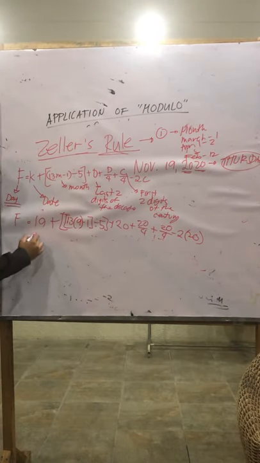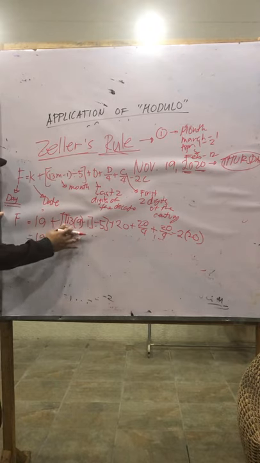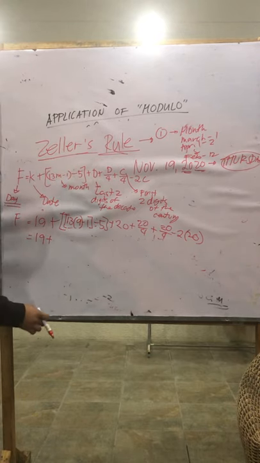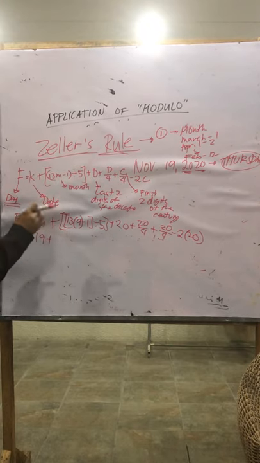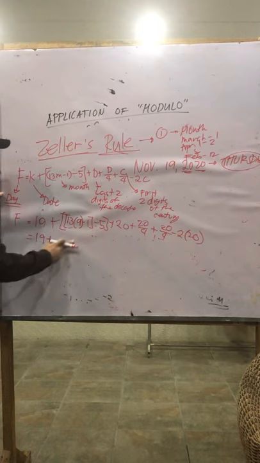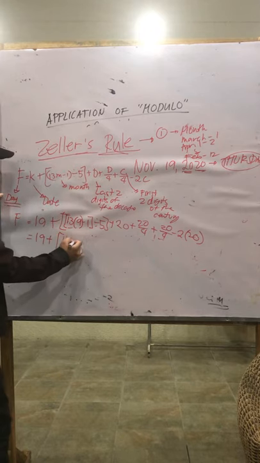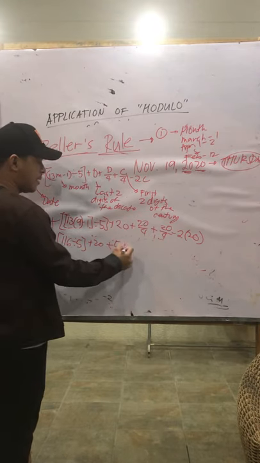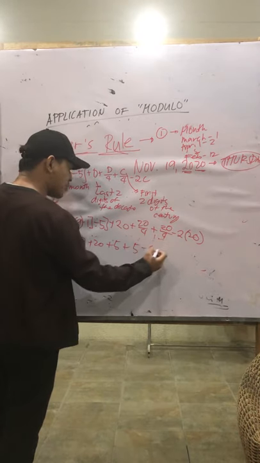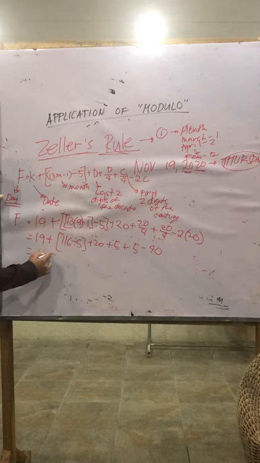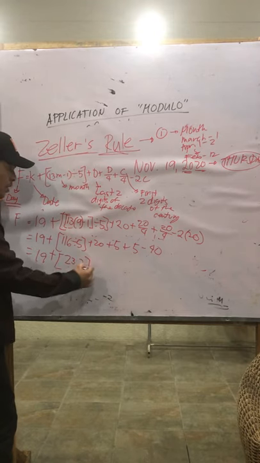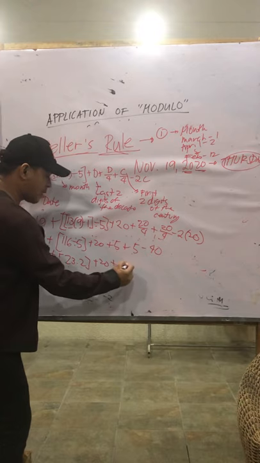Now, we have 19 plus 13 times 9, which is 117, minus 1, we have 116, divided by 5, plus 20, plus 20 divided by 4 is 5, plus 20 divided by 4 is 5, minus 2 times 20 is 40. So 19 plus 116 divided by 5 is 23.2, plus 20, plus 5 plus 5 is 10, minus 40.